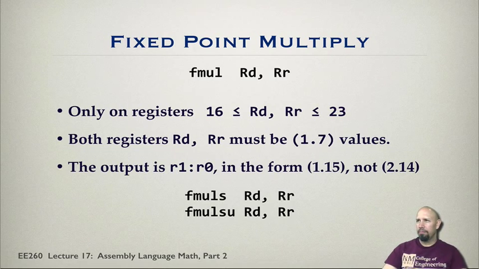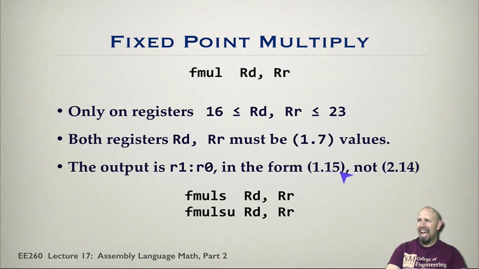Okay, so these registers then, 16 to 23, both registers are assumed to be in the fixed point 1.7 notation. Okay, so that's what's assumed when you do this. The output of this product is put into registers 0 and 1, and it's put into the form 1.15. Not 2.14 like we would expect. It's not in this form like we would expect. It's in this. That's the form that it returns.